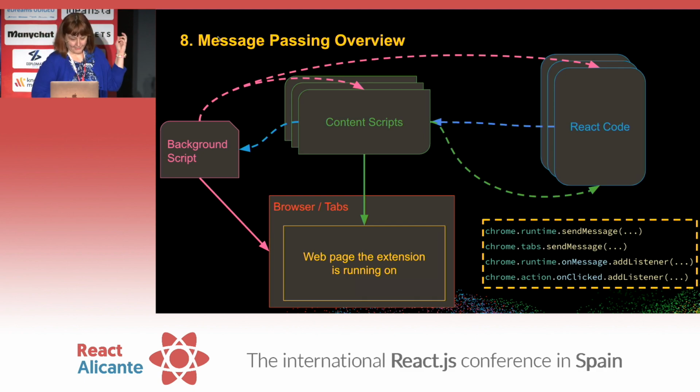So basically, the content scripts sit in the middle between the React code and the background script. And they are the only way that the React code can communicate with the background script. The background script is the only way to act on the browser. The content script is the only way to act on the website.